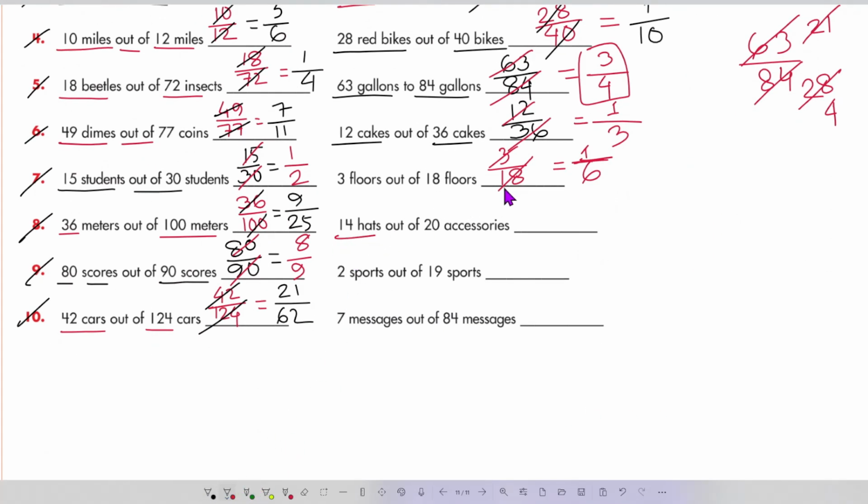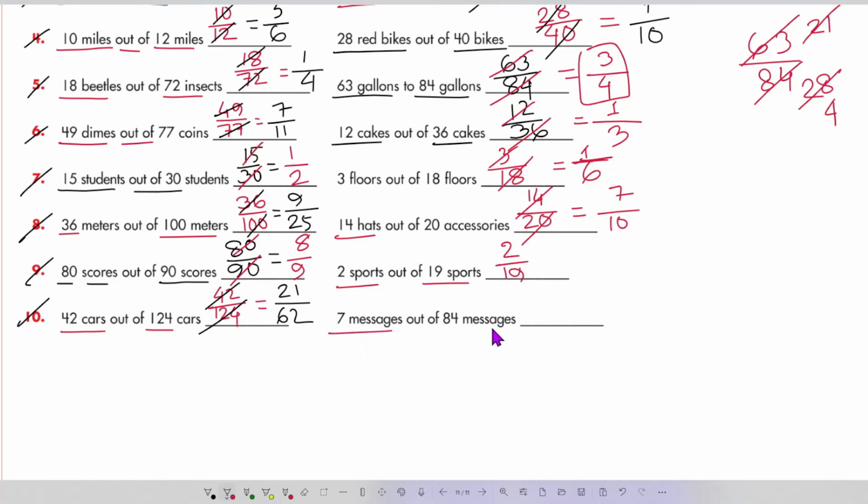Now 14 heads out of 20 heads. So what will be the answer? 14 we can divide by 2, so it will be 7, and 20 can also be divided by 2, so it will be 10. So our answer is 7 by 10. 2 sports out of 19 sports. So first, 2 by 19. This one is a fraction we cannot simplify anymore. So 2 by 19 is our answer.